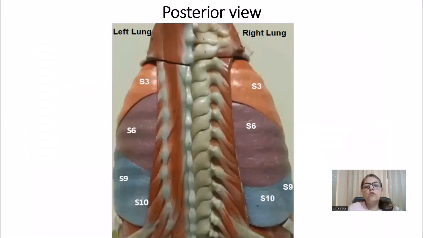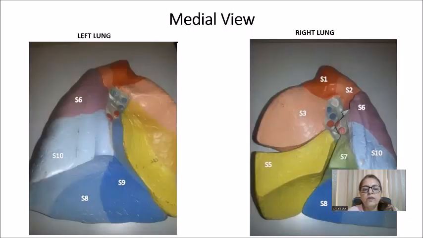In the posterior view, we can visualize very nicely the 3rd, 6th, and 10th segments. But since the posterior approach is not used to approach the segments, it is only through the anterolateral aspect. So if these segments are to be approached anterolaterally, the surgeon has to maneuver towards the posterior.